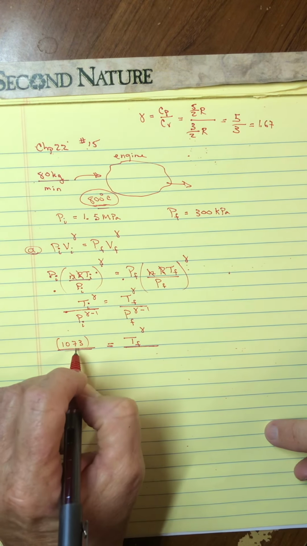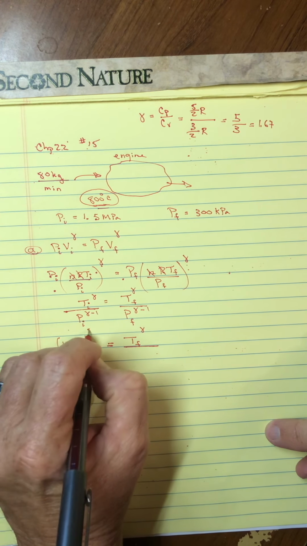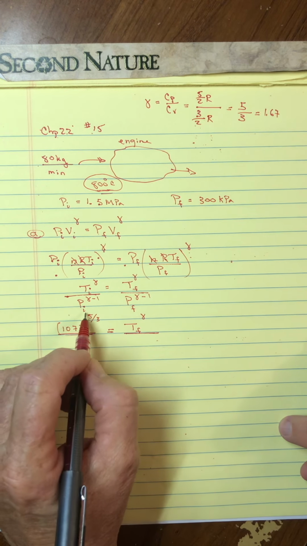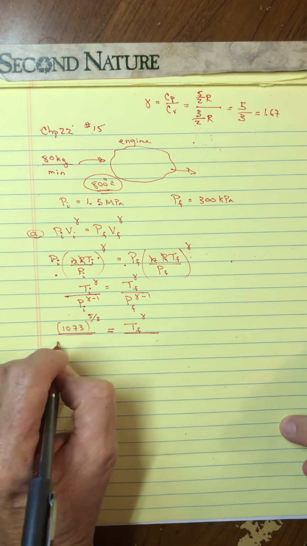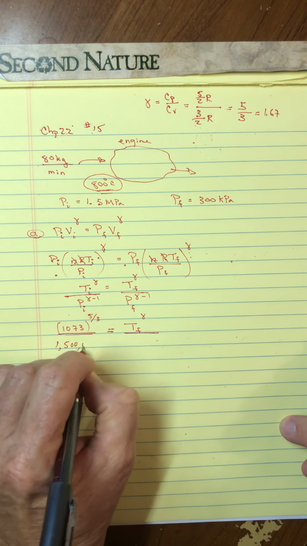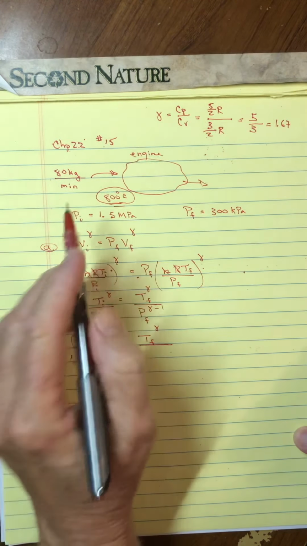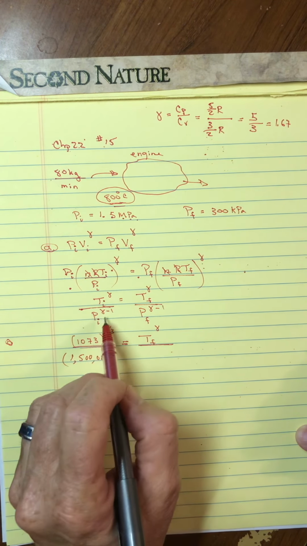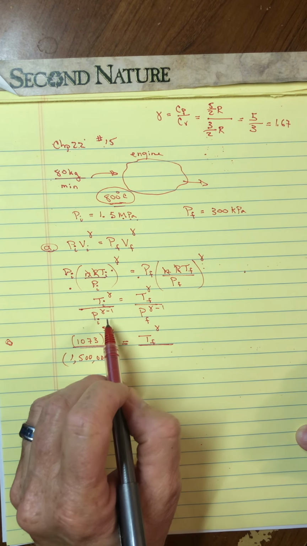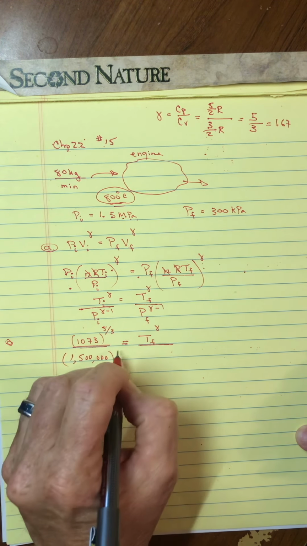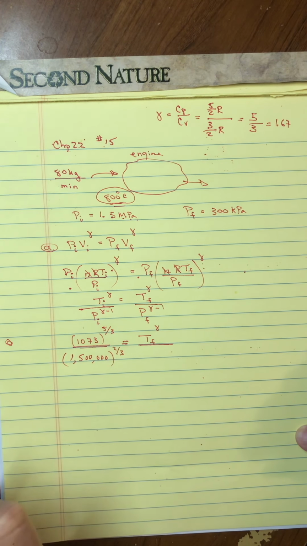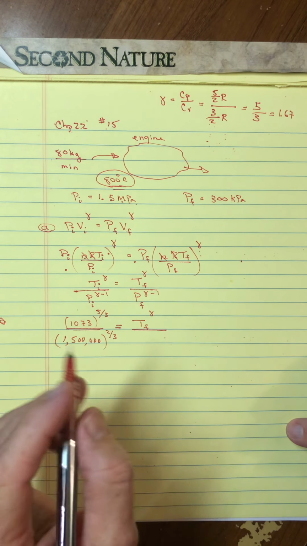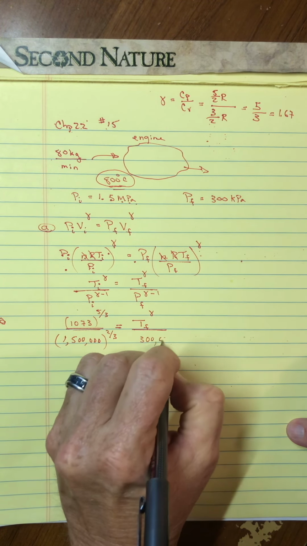So this is 1,073 raised to a power of 5/3. Okay. Now, the initial pressure was 1,500,000 pascals. That's the 1.5 megapascals. And we're going to raise it to a power of 5/3 minus 1. And 1 is a 3/3. So this is going to be just 2/3 left over. And then also here, final pressure is going to be 300,000.